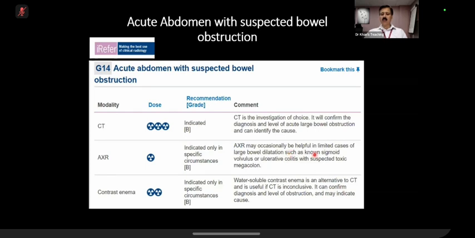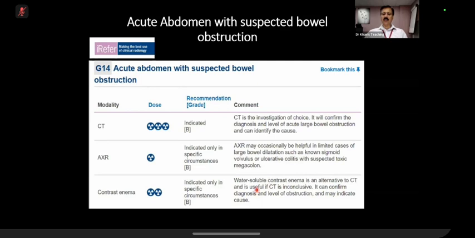Sigmoid volvulus: the take-home point is that it is a plain film diagnosis. And the examiner is going to ask you, once you diagnose it on a plain film, what will you do next? And your answer will be, that's it. As far as imaging is concerned, you will just tell the surgeon that this is your diagnosis. There is no role of doing a CT. You should be confident enough. Secondly is toxic megacolon. If it is a known case of ulcerative colitis, your eyes should pick it up.